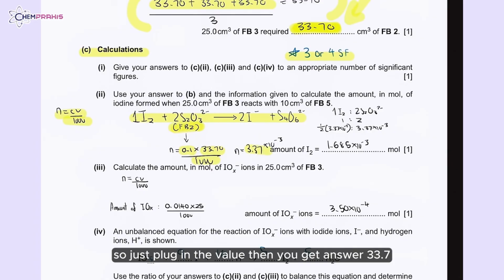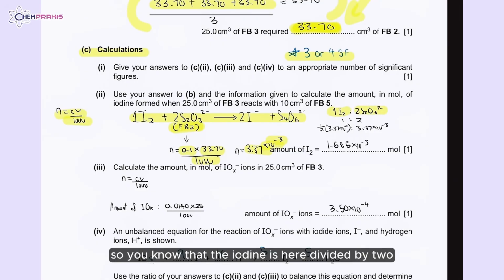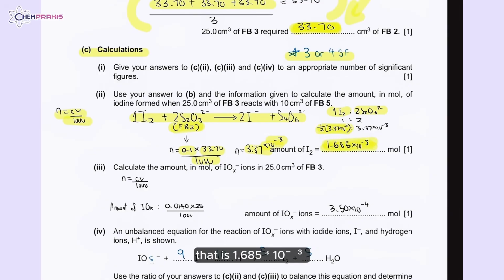Then you get the answer 3.37 times 10 to the power negative 3. So you can see the ratio is 1 to 2. So you know that for the iodine, you have to divide by 2, then you find the answer that is 1.685 times 10 to the power of negative 3.